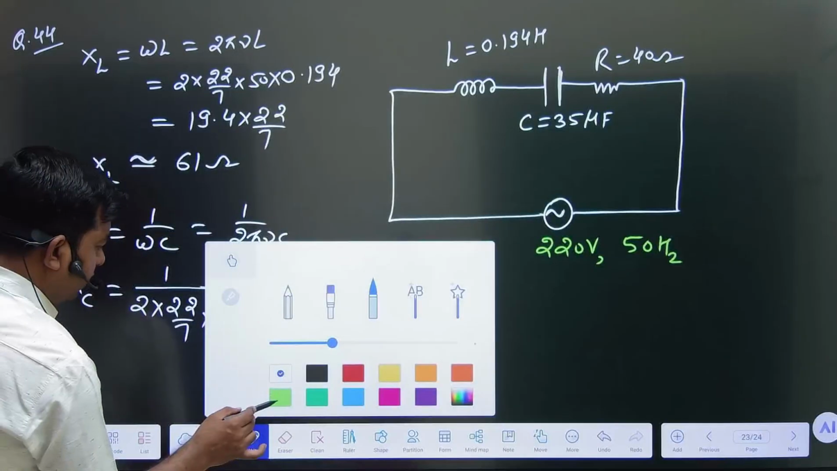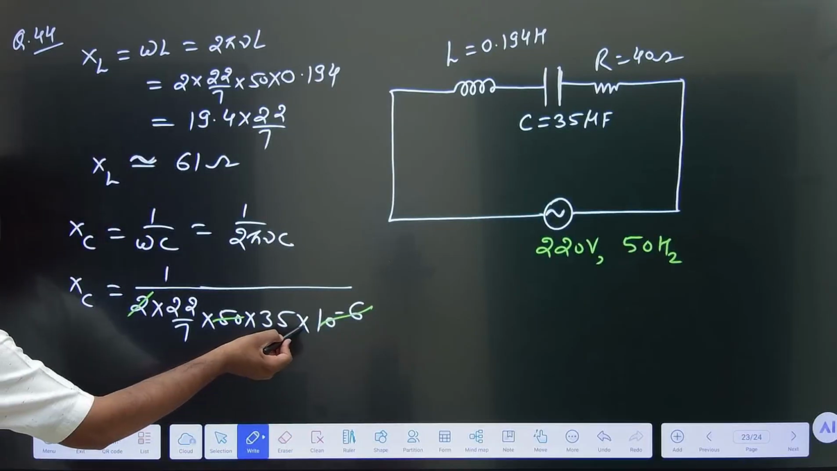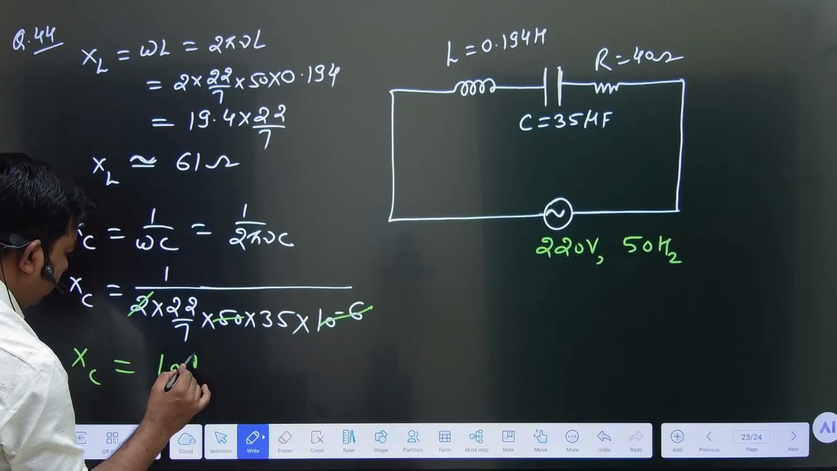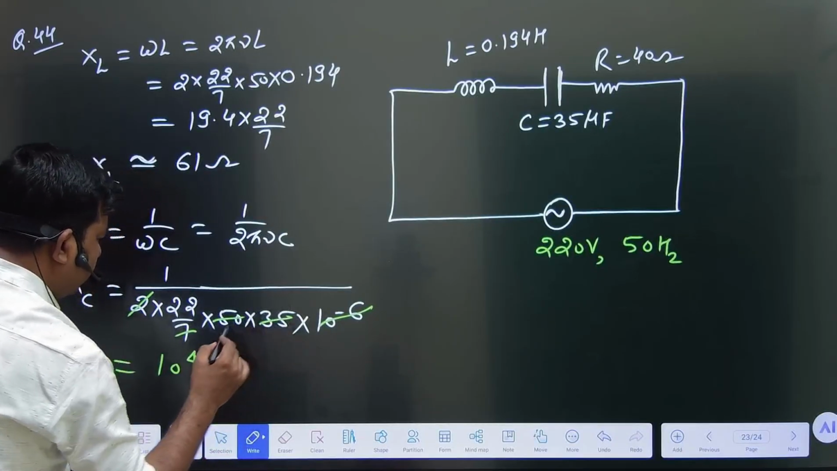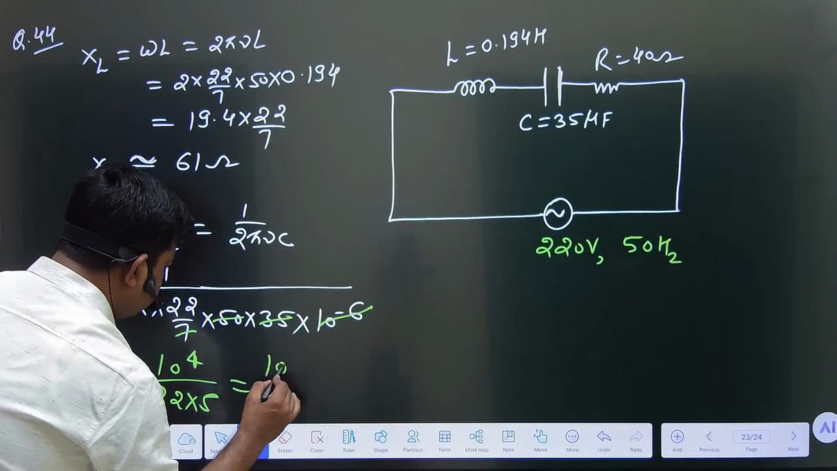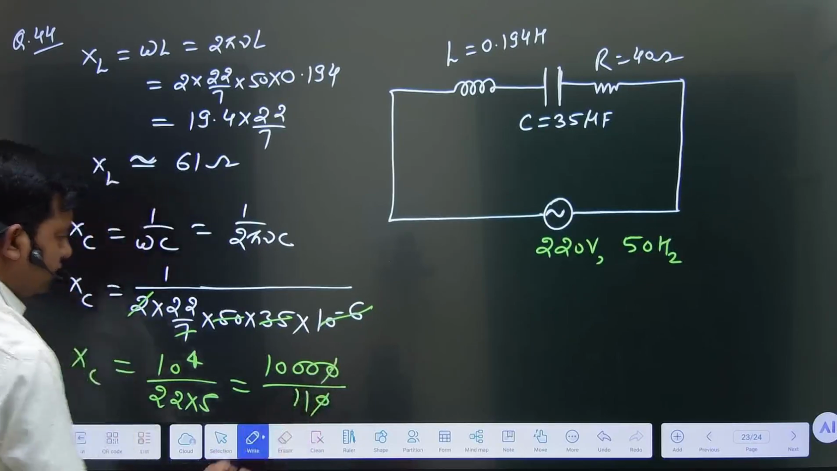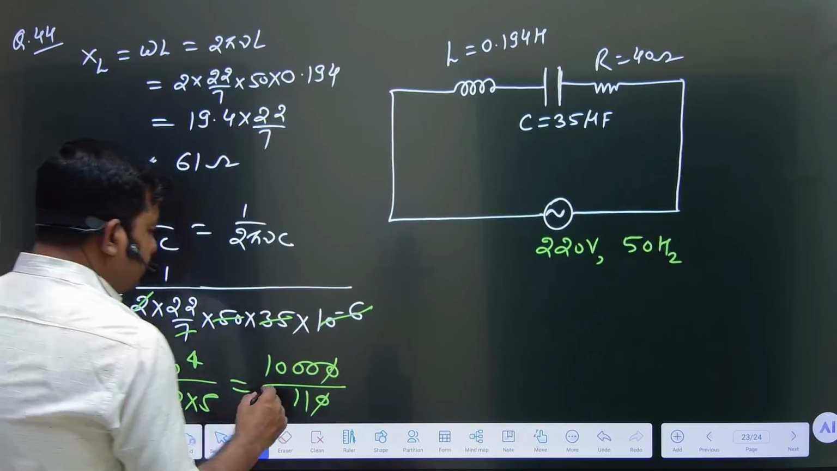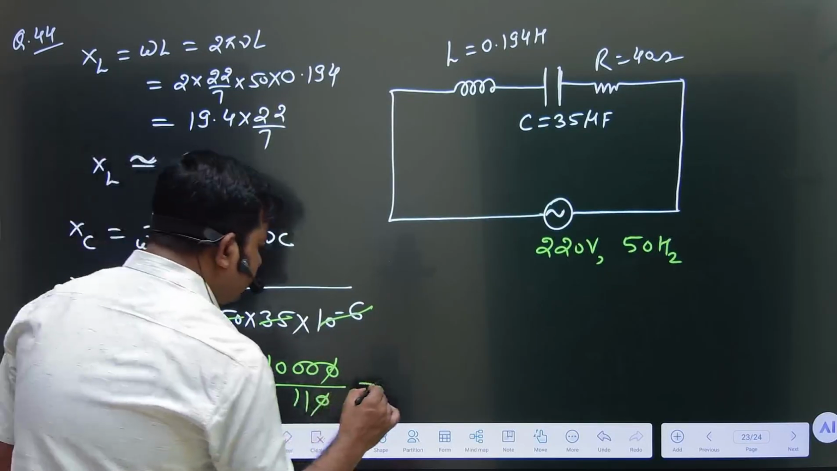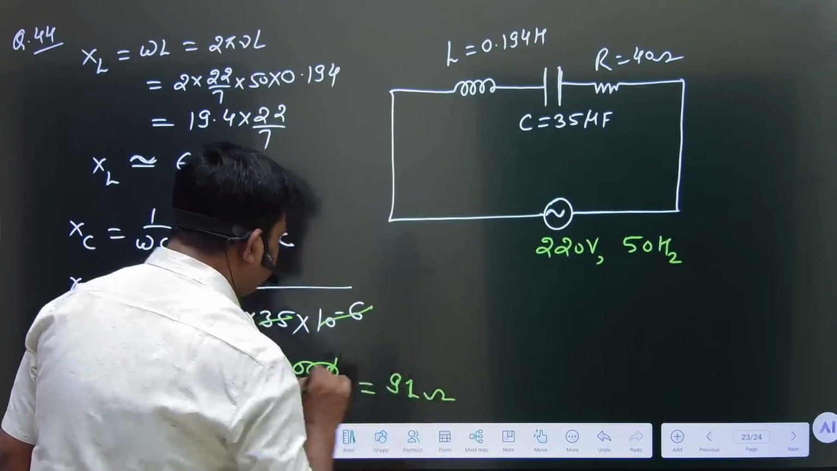So again on solving the term, 50 into 2 is 100, this is 10 to the power minus 4, and the minus 4 is taken up. So it is 10 to the power 4 and 7 cancels. So 22 into 5. Clear to you? So this is 10,000 divided by 110, and 0 and 0 cancel. So this is 100 by 11, which is 90.9. So near about 91 ohm.